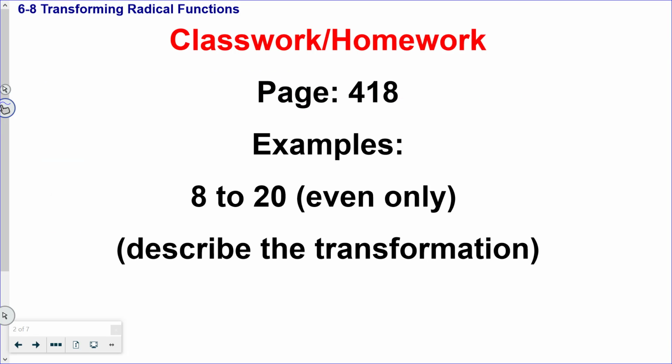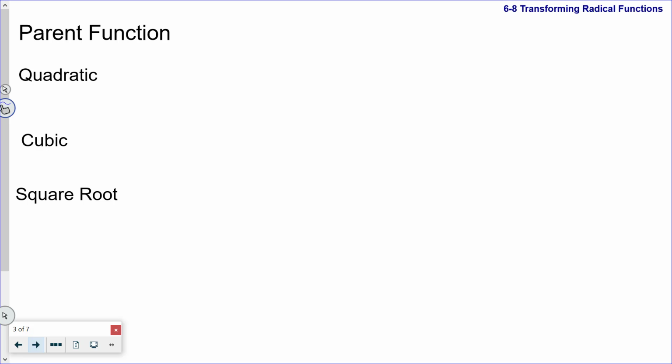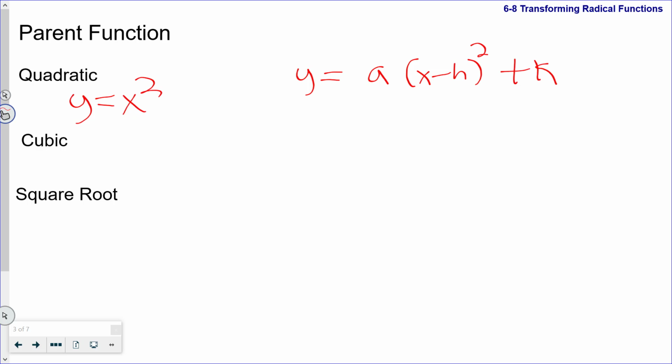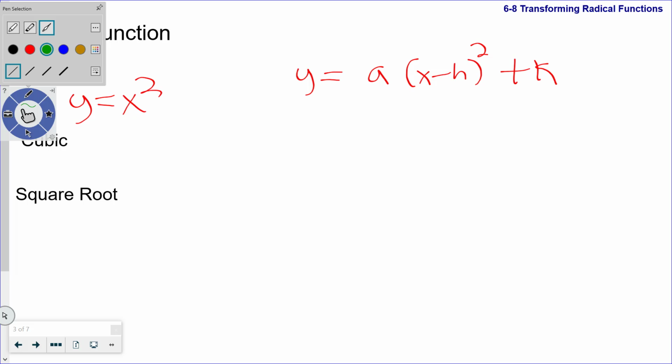Every single chapter we've done so far, we talked about transformations. And we're going to talk about transformations for the rest of the year. At the end of every chapter, we're going to talk about transformations. So just to refresh your memory, in chapter 4, we dealt with quadratics. And the vertex form for quadratics is y equals a(x minus h) squared plus k.